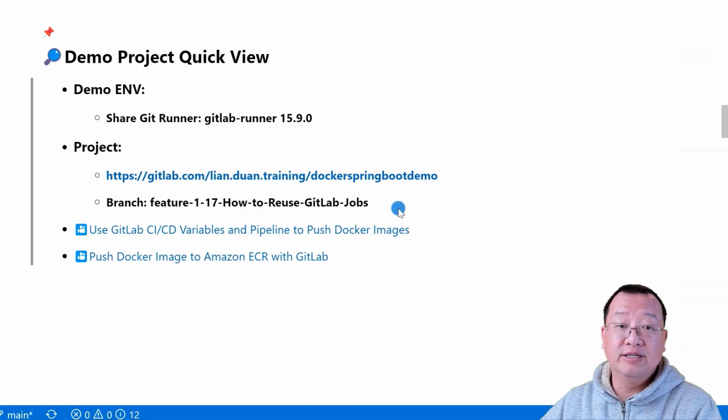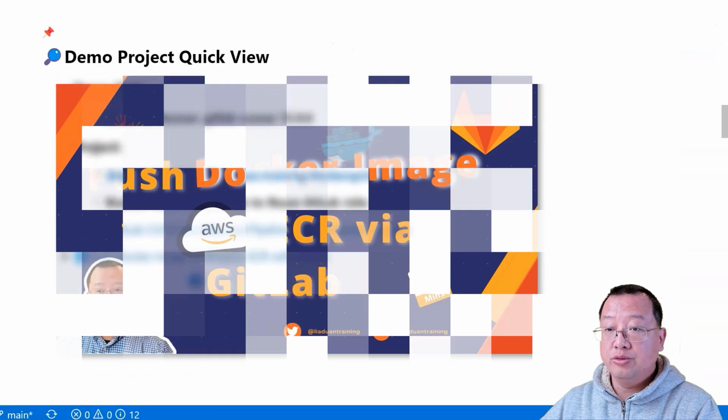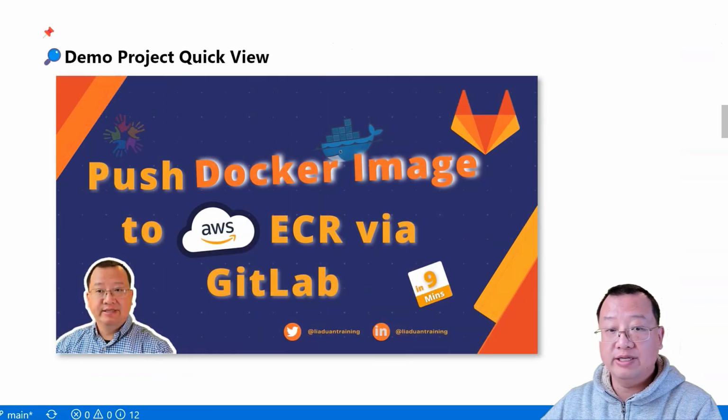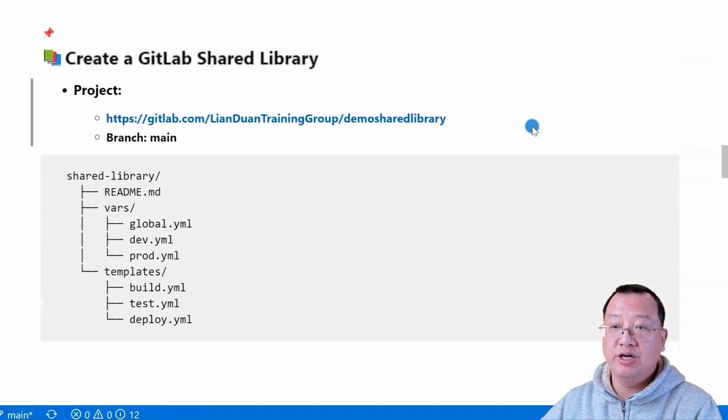If you are interested in the pipeline file detail, there are 2 videos. Use GitLab CI/CD variables and pipeline to push Docker images has how to build and push Docker image to Docker Hub. Push Docker image to AWS ECR with GitLab includes how to build and push Docker image to AWS Elastic Container Registry.